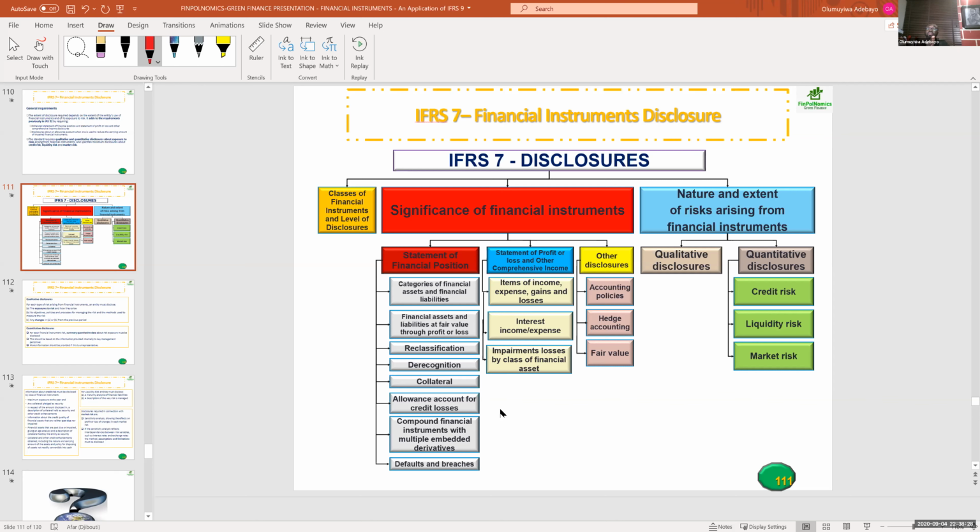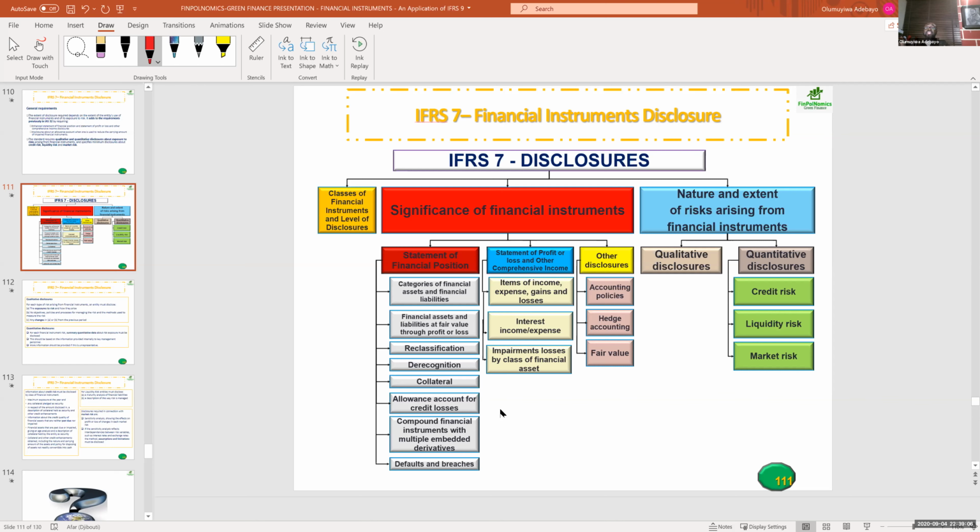Second level is to disclose the significance of financial instruments under 3 groups. 1, you disclose the significance of financial instruments on your balance sheet. 2, you disclose it based on the effect on your financial performance, which is on your profit or loss. And 3, other disclosures that border on your accounting policy for financial instruments, your hedge accounting if you voluntarily adopt it, which we just discussed, and your fair value that you have done.